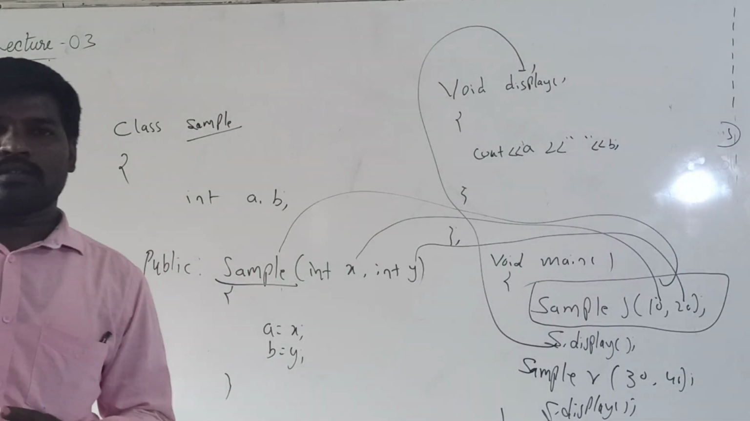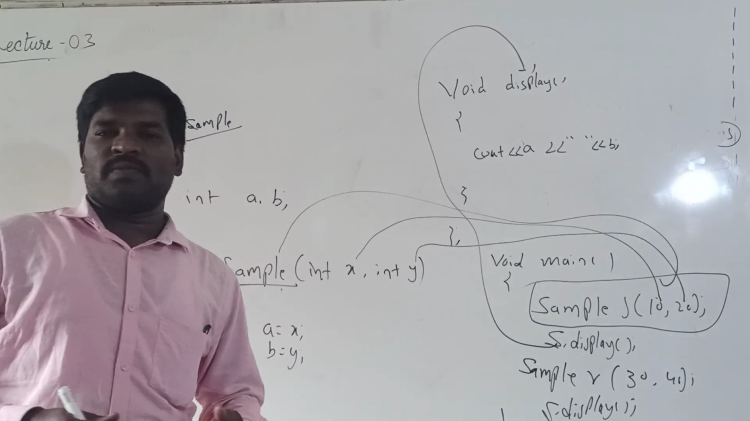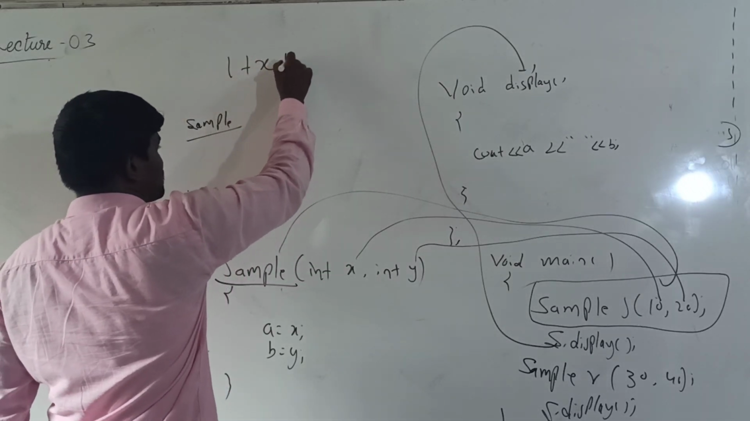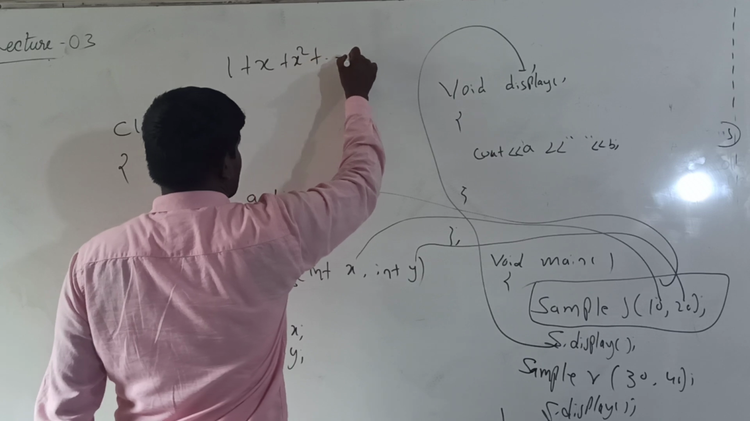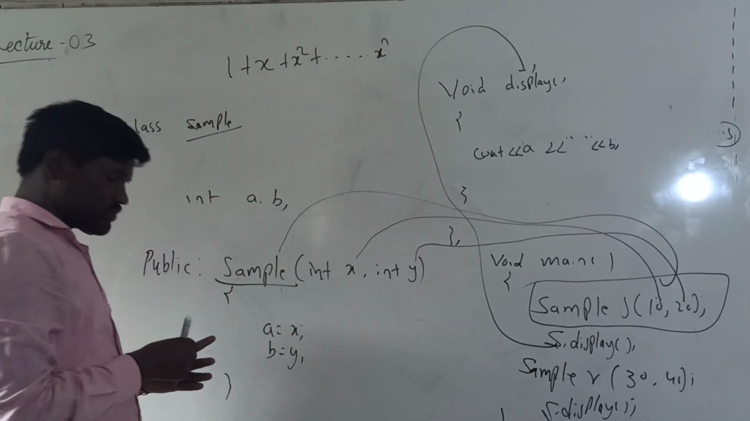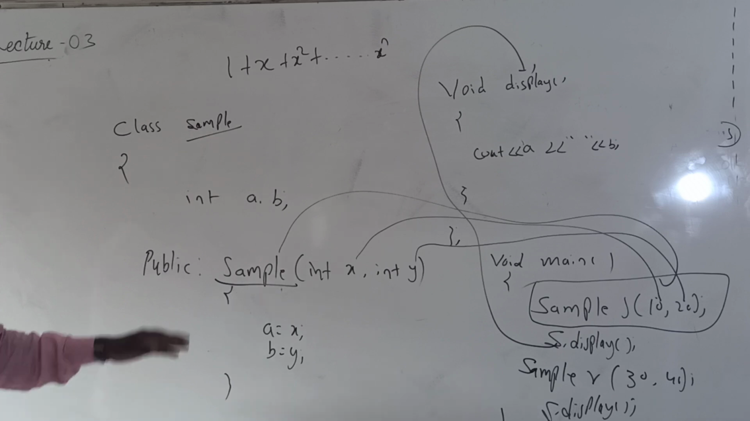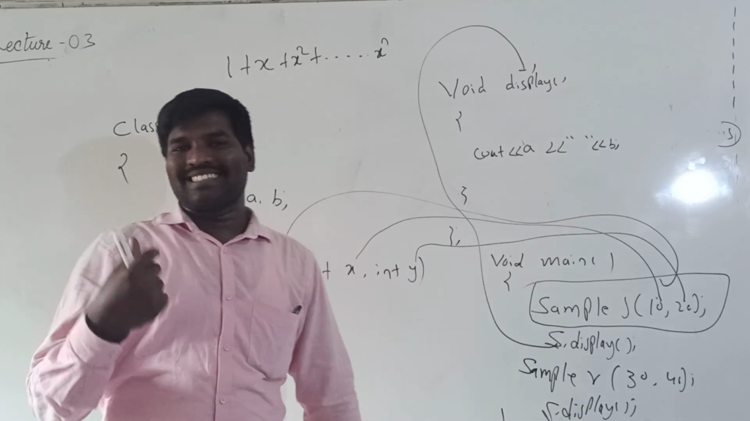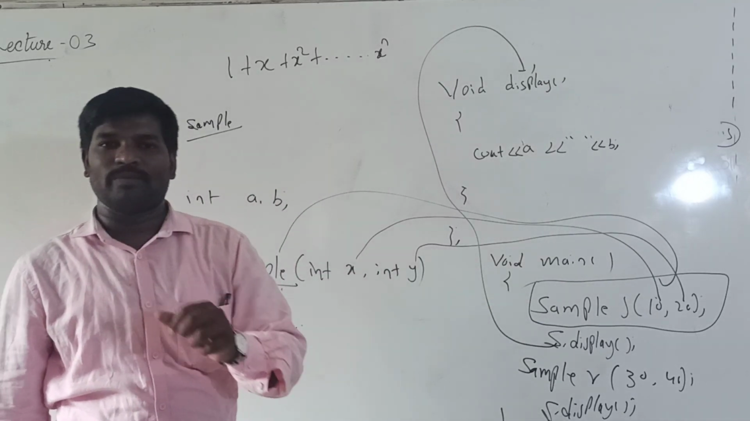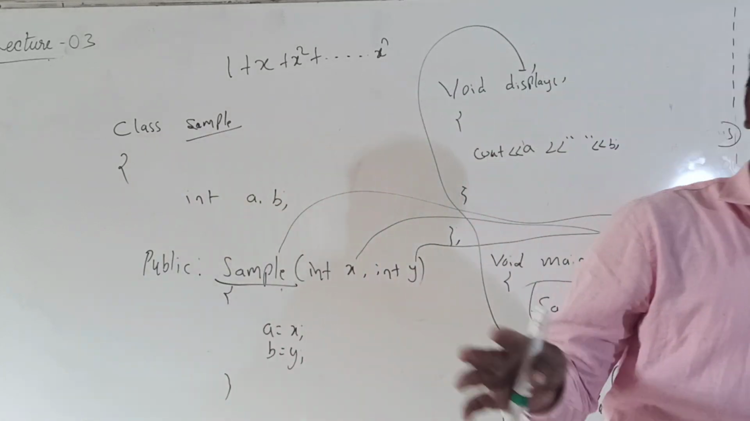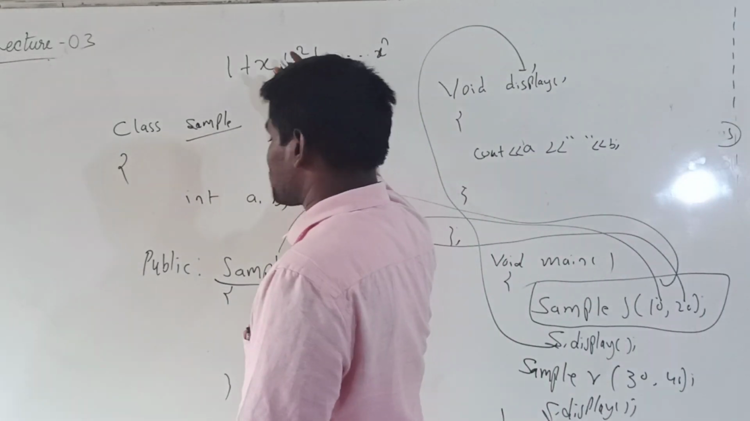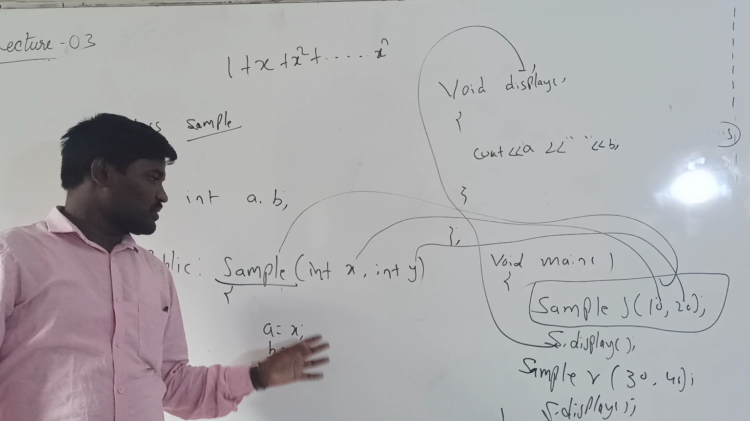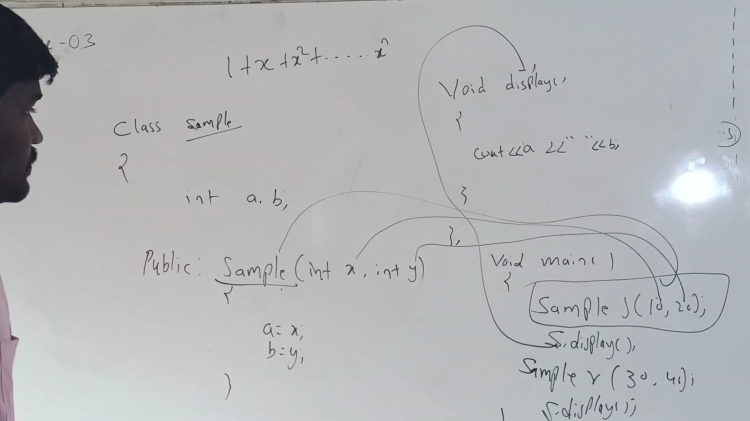Now we have to see the lab program. That is 1 plus x square plus dot dot x raised to n using constructor. This is the 10th lab assignment. In function overloading, you already studied the inline function. In that, one program was the cube of a number, which is also considered a lab. Even 1 plus x square plus dot dot x raised to n series can be calculated using the constructor.